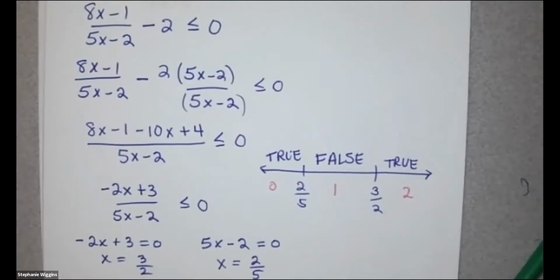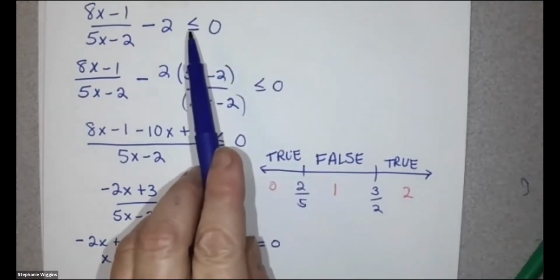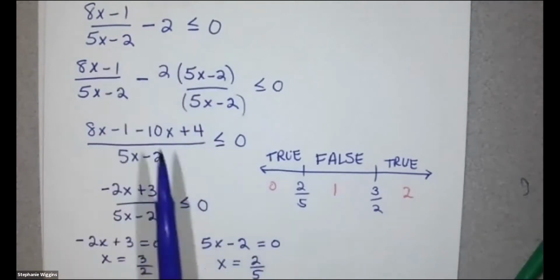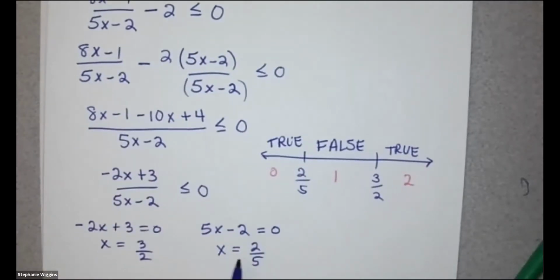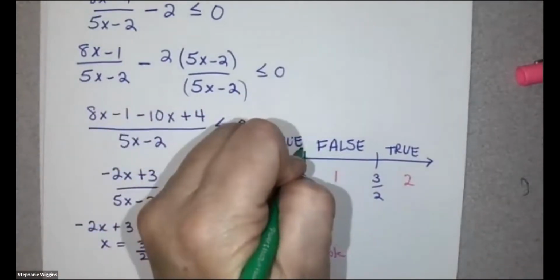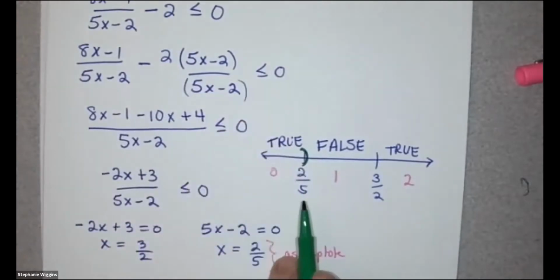All right, and remember, this is an equal sign here, so the denominator, which is an asymptote, right here, this is an asymptote. That cannot equal 2/5. So when I'm trying to determine whether I include this point, I cannot include it. So I use an open parenthesis.